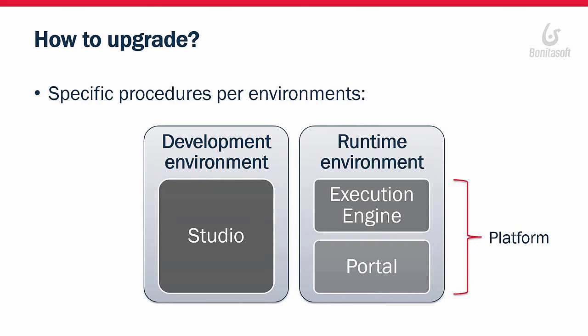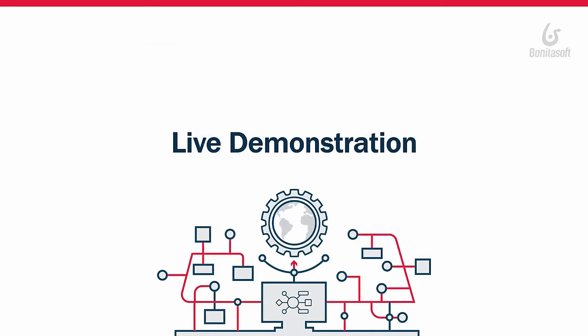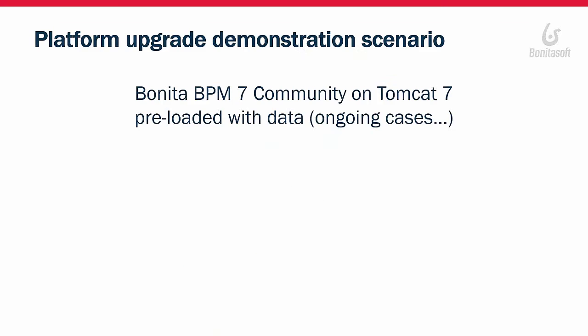Talking about that, it's time now for the demonstration. I will start with just one more slide before actually going to the demonstration. I will give you the general scenario I'm going to demonstrate. The purpose of today's demonstration is, of course, to demonstrate the upgrade. I will start with a Bonita BPM installation of the Community Edition on Tomcat 7. This is just the standard bundle we provide on the community website. So it's a prepackaged version, ready to use, and available for download.